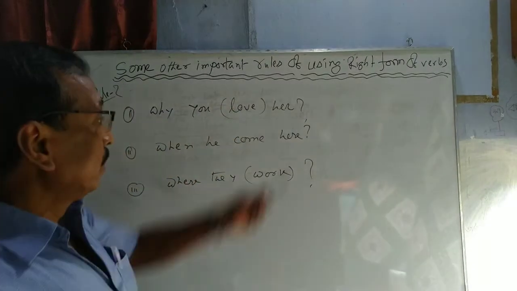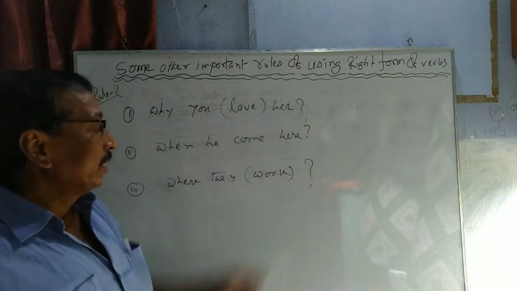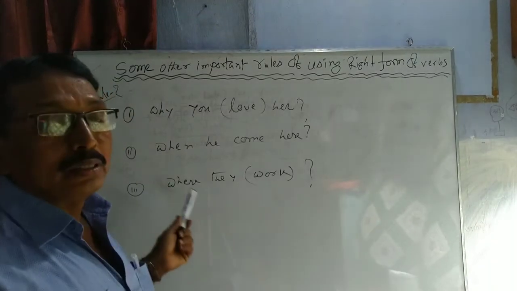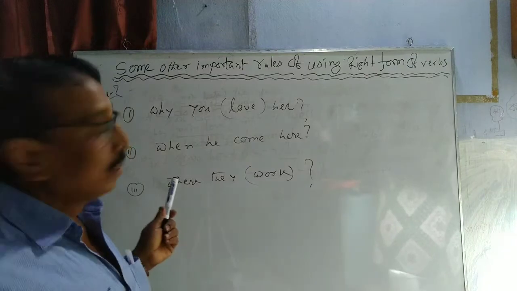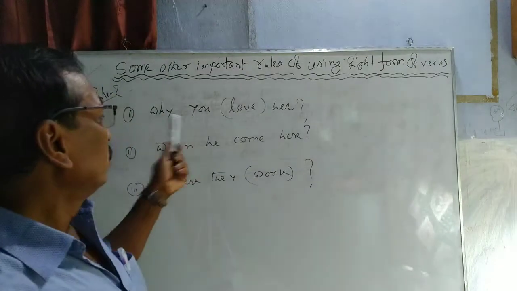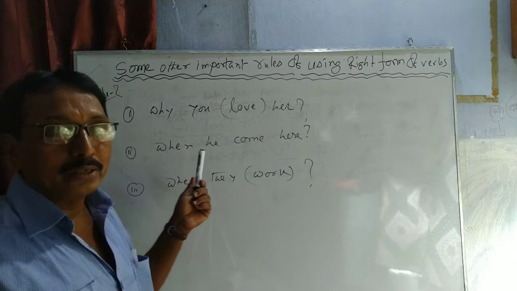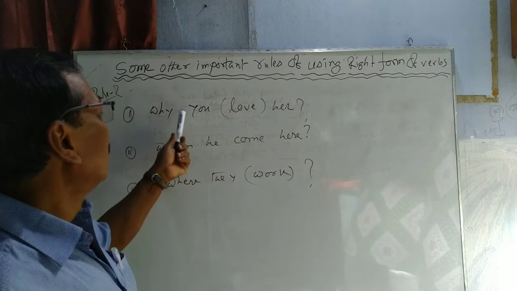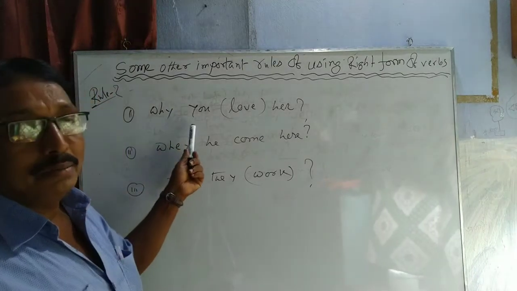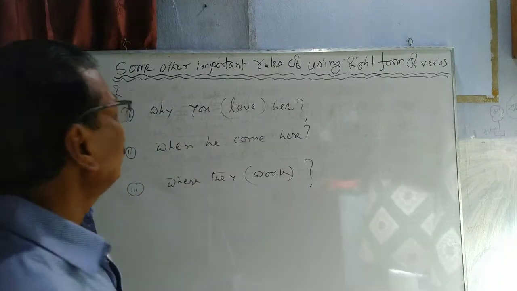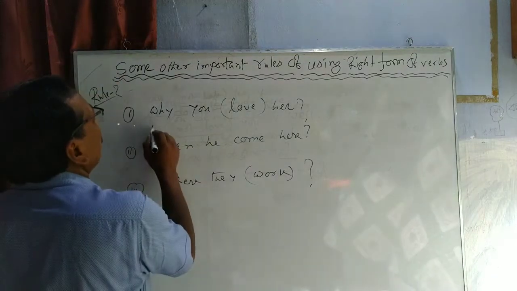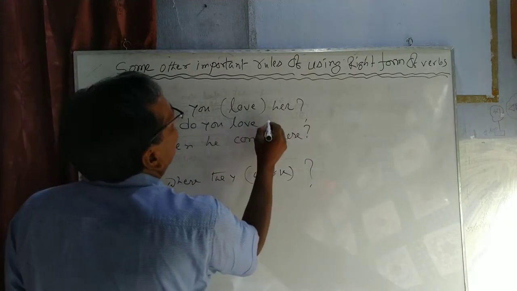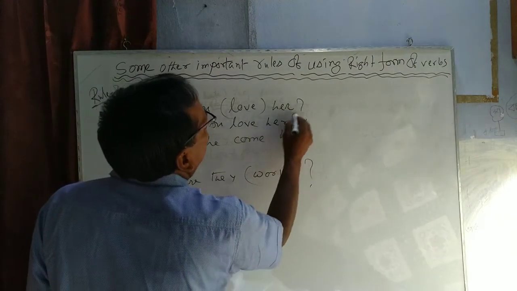You see, there is a sign of interrogation at the end of these sentences, and at the beginning, why, when, where, all these are WH words. So you must use do, does, or did according to the tense and according to the number and person of the subject, between the WH word and the subject. So as you is second person, we must use do. Why do you love her?